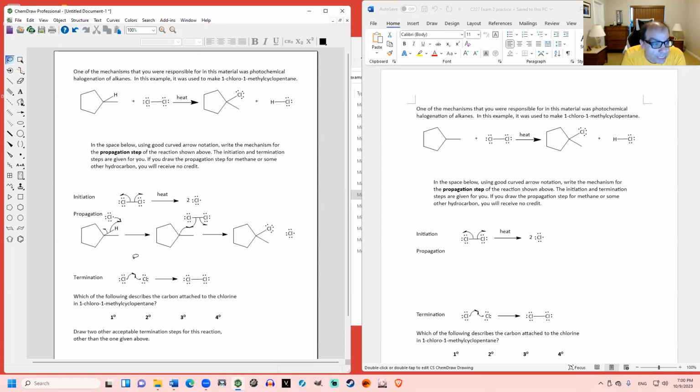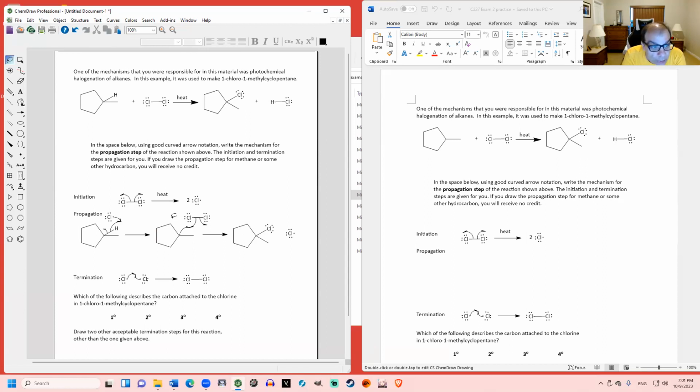So remember, the propagation step has two sub-steps. In the first one, we break the carbon-hydrogen bond, and we already went over how to tell which carbon-hydrogen bond. You need to look where the halogen is. That shows you which carbon-hydrogen bond to take. And then that carbon-hydrogen bond will react with either a chlorine radical or a bromine radical, depending on which halogen you're given. And that gives you an organic radical. That organic radical then reacts with the halogen molecule, either Cl2 or Br2.